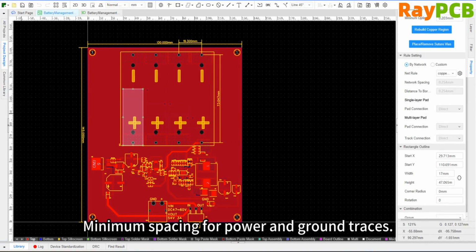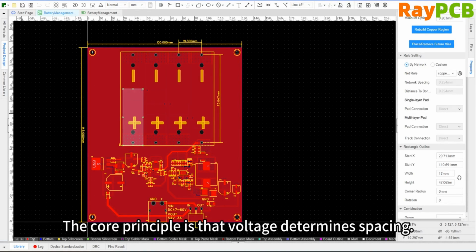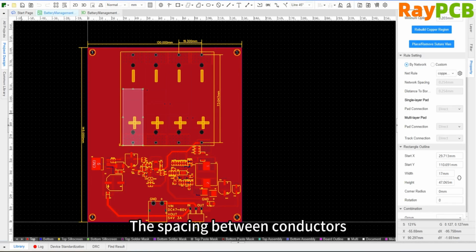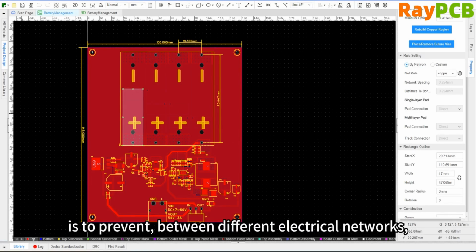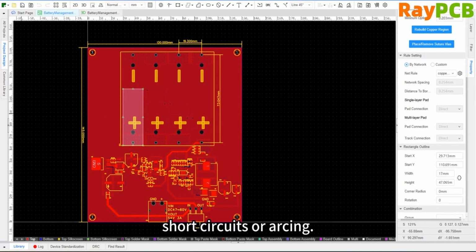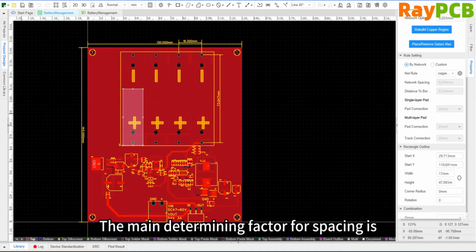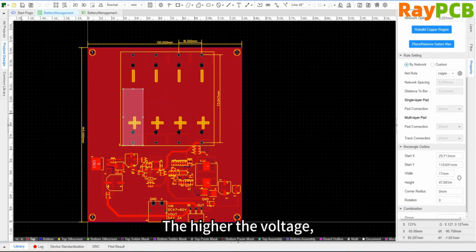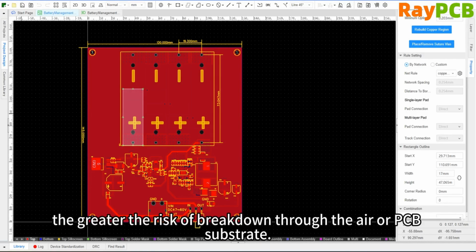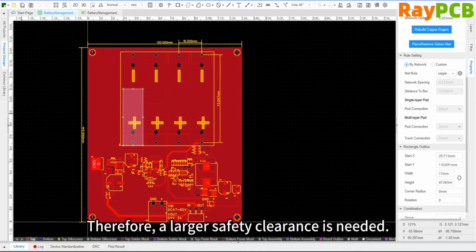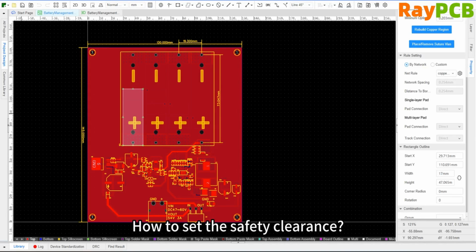Minimum spacing between power and ground lines. The core principle is that voltage determines the spacing. The spacing between conductors is to prevent short circuits or arc breakdowns between different electrical networks. The main factor determining spacing is the voltage between two conductors. The higher the voltage, the greater the risk of air or PCB material breakdown, so a larger safety distance is required. So how do we set a safe spacing?